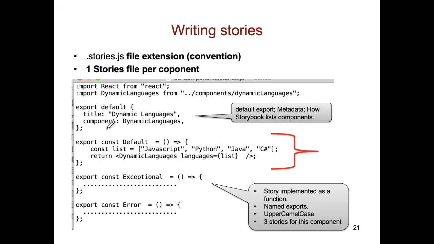That has to be the default export, and the Storybook server uses this default export to decide how it should list components on its left-hand side. Then you have named exports, one for each story. A story is actually implemented, as we can see, as a function, and I've just decided to use the arrow style, but you don't have to. The story function itself can have any logic that's appropriate, but it must return an instance of the component. And that's what I'm doing here.